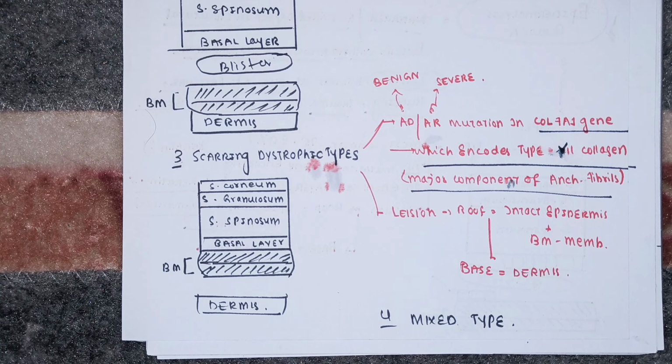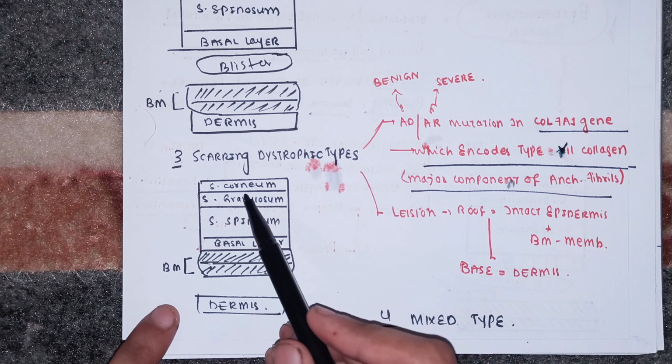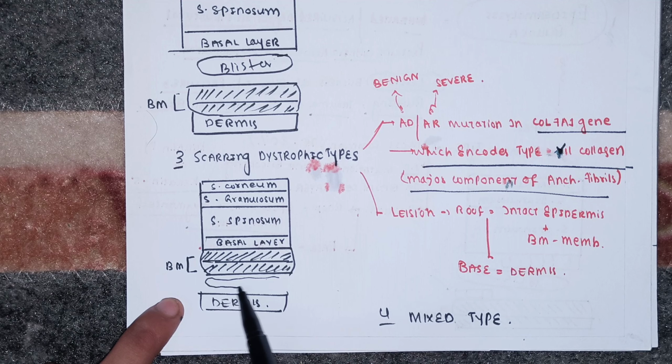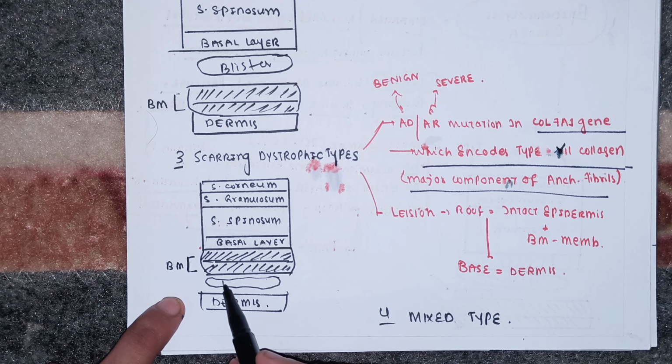If there are no anchoring fibrils, there will be no attachment between the basement membrane and dermis. Basement membrane and dermis will be separated. Okay, now you can see here, this is the epidermis and this is the basement membrane, and it is separated from dermis, and this is the free space formed, and this is the blister actually, right?